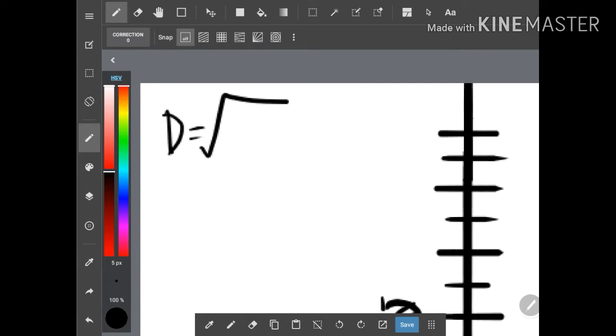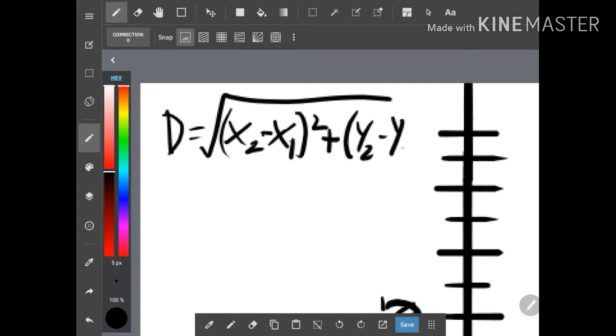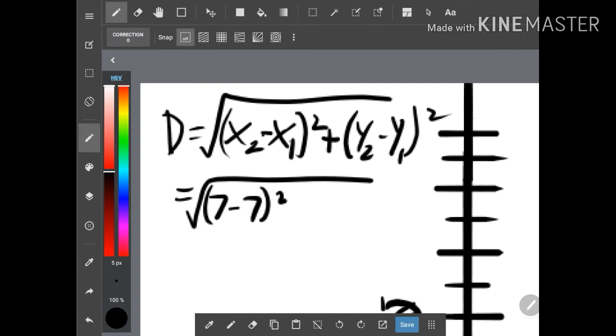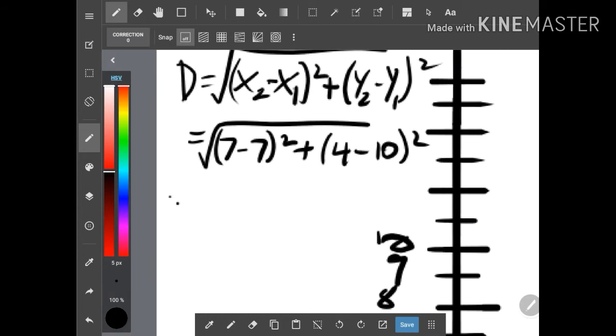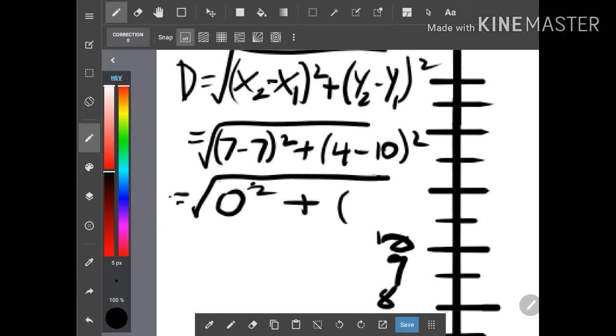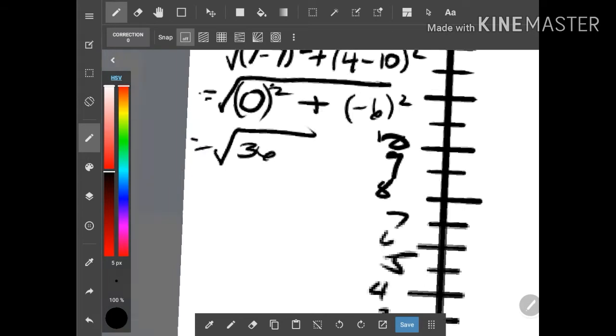We will apply this formula to our given problem and substitute the given coordinates, where 7 is x sub 2 and the other 7 is x sub 1, while 4 is y sub 2 and 10 is y sub 1. Therefore, our equation is the square root of (7 minus 7) squared plus (4 minus 10) squared, where (7 minus 7) squared is 0, and (4 minus 10) squared is positive 36, and the square root of 36 is 6, which is our final answer.